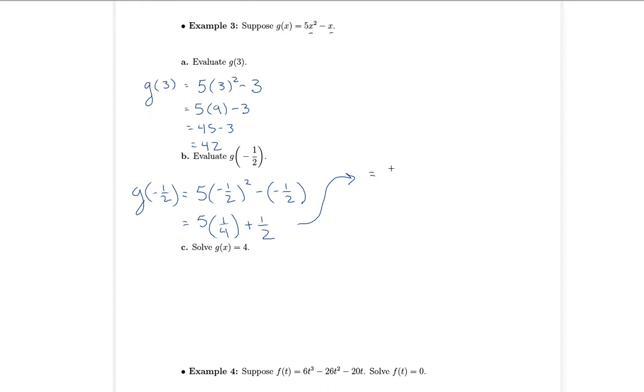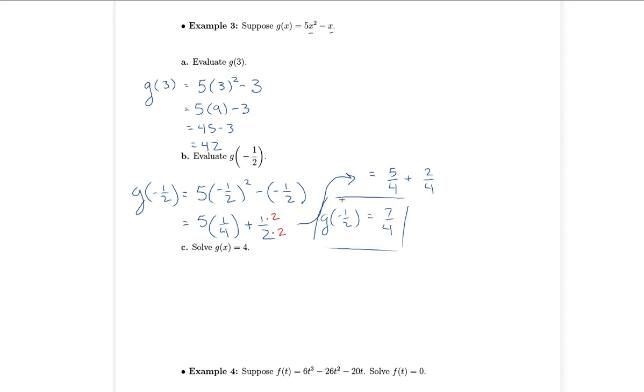And then we have 5 times 1/4, so 5/4 plus, and we know that we need a common denominator here in order to be able to add these, so I'll multiply the top and bottom by 2 and get plus 2/4, so my answer is 7/4. So g of -1/2 is equal to 7/4.